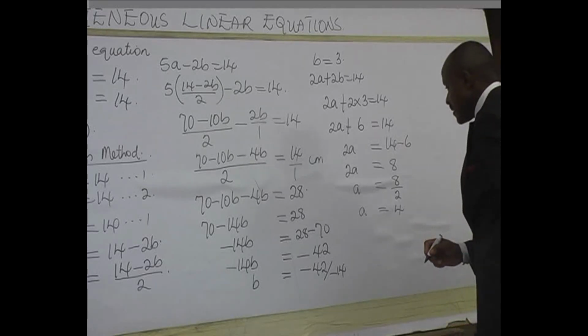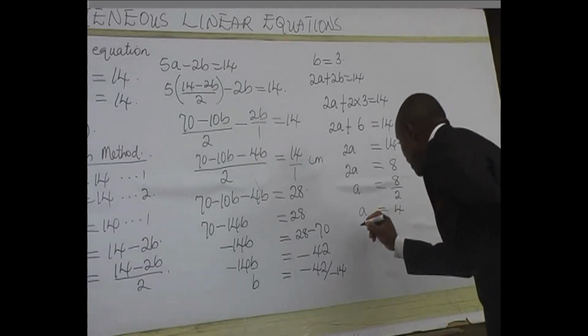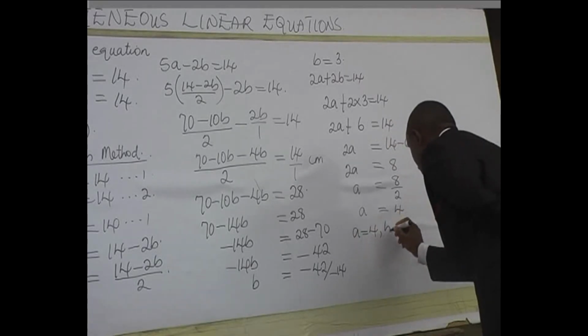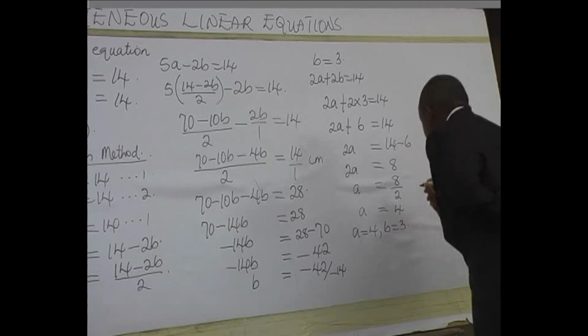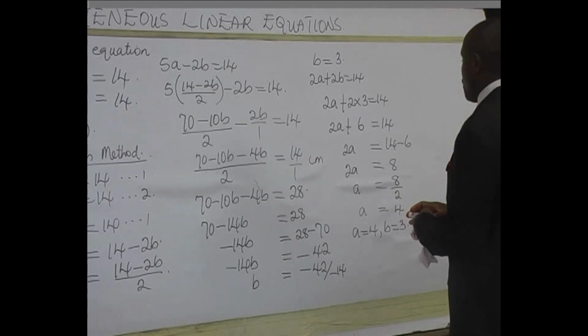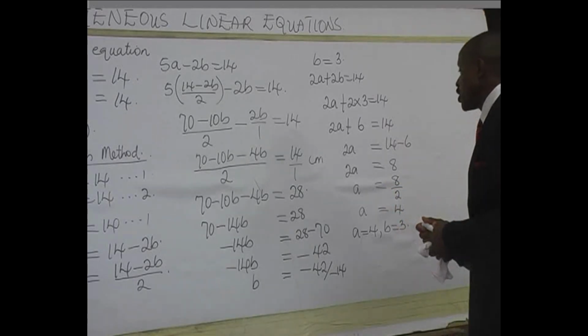You can now see that the value of a is 4, while the value of b is 3. Exactly the way we had it in the first method we used. That was the elimination method.